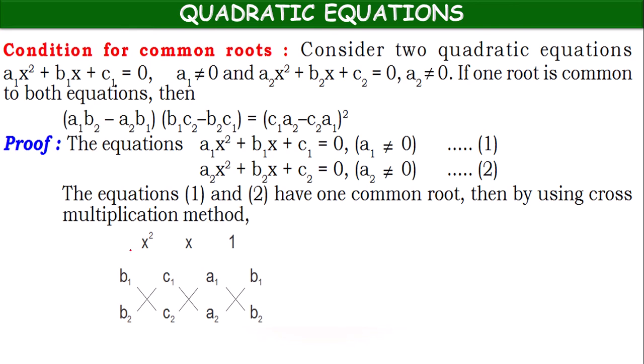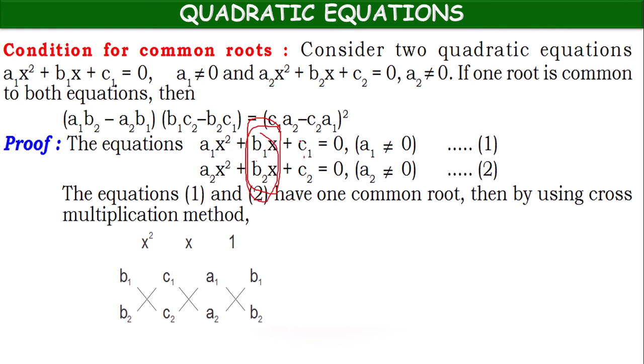what we can derive from these equations is: here the x square term we have to take separately. Then what will remain? The x term will remain, the constant term will remain. So b1c2, c1b2. So the x square term we omit, and the remaining terms' coefficients we cross multiply. Next we take x. Now the x term we omit.